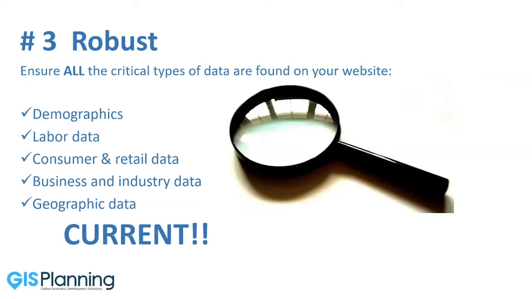Robust. So this is something that over the years, the 20 years that we've been doing this at GIS Planning, is based on the data sets and the feedback that our clients and website users have provided us. So things like demographics, labor data, consumer and retail data, how people are spending their money, businesses. It's not just enough to have the top 10 businesses in your community. Geographic data, so if there are target incentive areas or development areas or areas of your community that you're trying to promote, and make sure you keep the data current. Again, this is going to be a redundant theme throughout my part of this presentation: keep your data current.